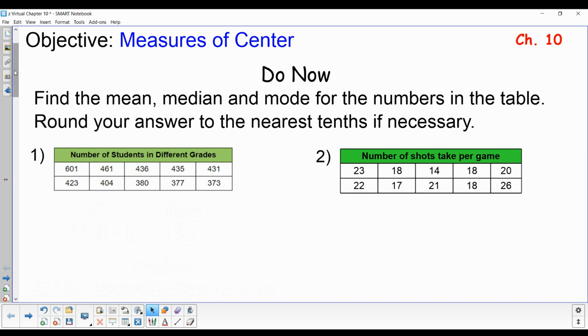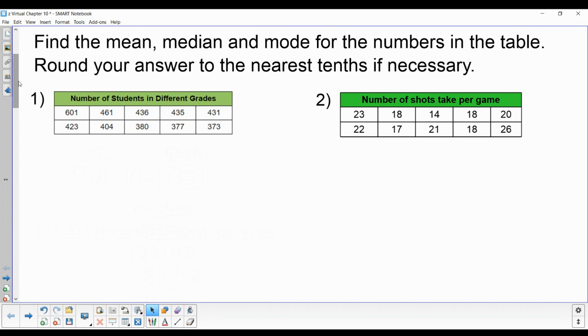It says find the mean, median, and mode for the numbers in the table. So whenever you are finding the mean, you want to have a focus on the sum of the numbers. That is anytime a problem about the mean comes up. So to find the mean, we first focus on the sum. That means take all 10 numbers that we have in the table, add them together, you get 4,321.